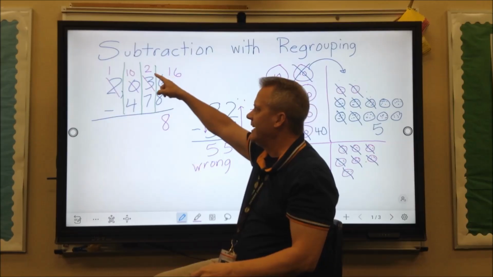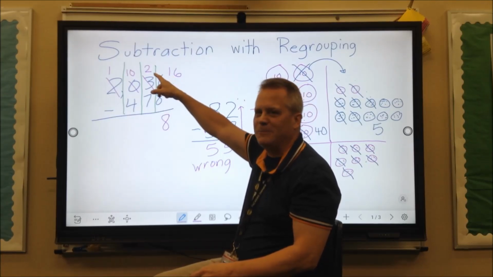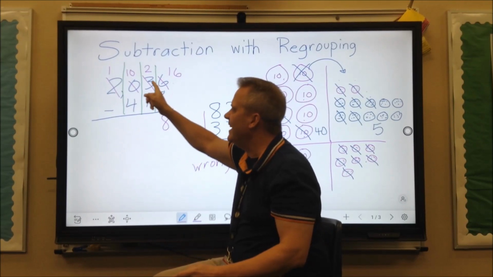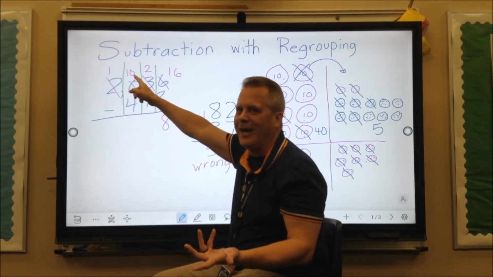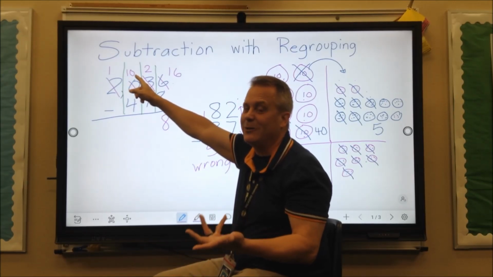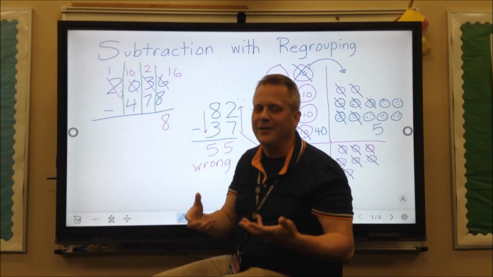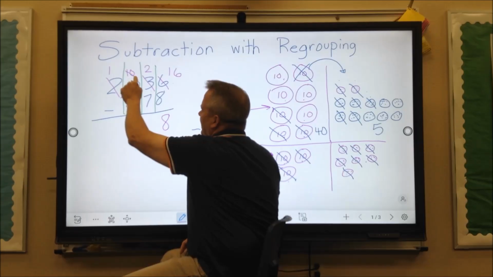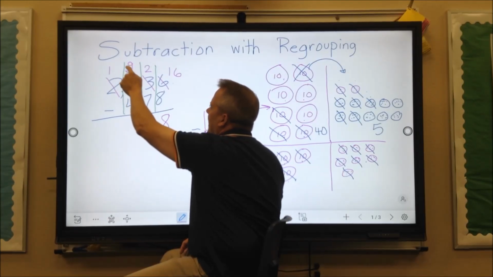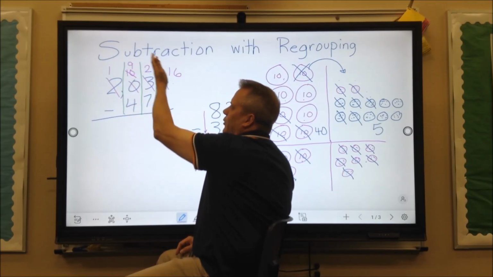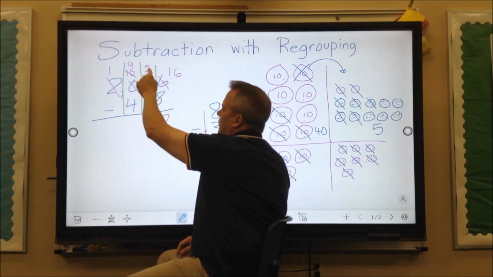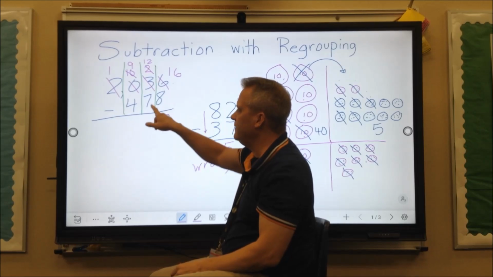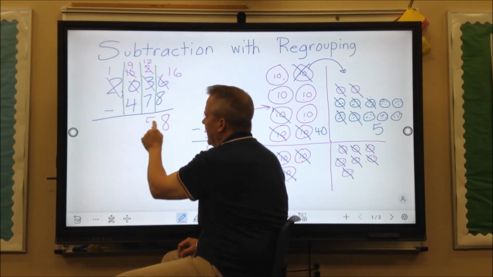However, can we still take 7 away from 2? No. So now let's look over. Oh wait, now I can regroup. As other people would say, now I can borrow. So watch what happens here. This 10 becomes a 9. I'm going to move a group over. So it's 10 plus 2. 10 plus 2 is 12. So 12 take away 7 is 5.